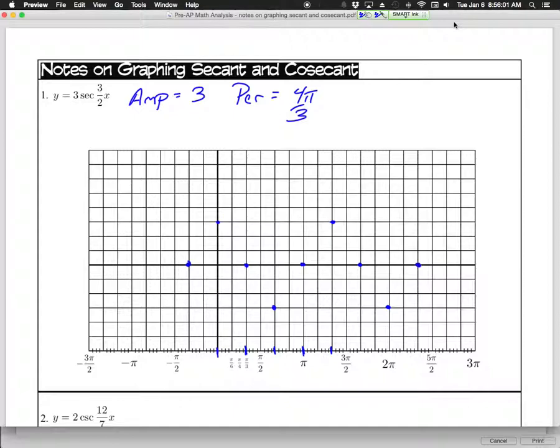It could be an open circle, but that's not what it is in this case. What's my other option? What does undefined look like? Starts with an A. Asymptote. Okay? So each one of these spots where I am 0 is going to turn into an asymptote.